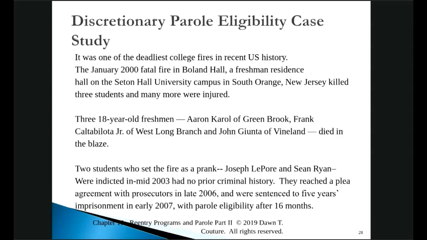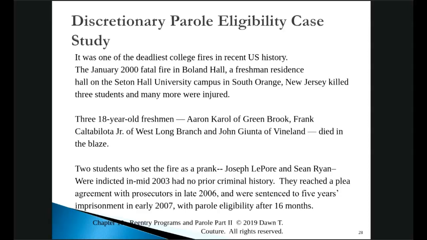Okay, how does parole work? This was a really awful, terrible, stupid, alcohol-fueled event at Seton Hall University in New Jersey. 3 students in a frat house were killed in a stupid game. And they set the room on fire, Joseph Rquires and Sean Ryan. They were indicted 3 years later. Neither one of them had criminal history.